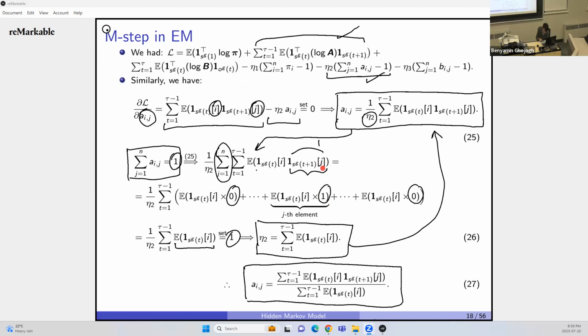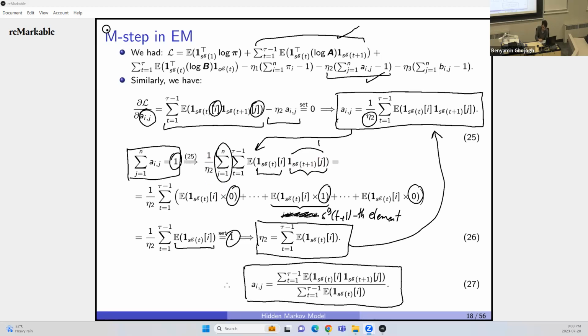Why? I have this 1 SGT plus 1. I said jth element, but I meant, sorry about that, the SGT plus 1th element. The rest will be 0. Do you agree? What is the definition of SGT plus 1? We defined that several slides ago. That's a vector whose SGT plus 1 element is 1 and the rest will be 0. This is what we defined. Therefore, all of the other terms will be 0 and this is 1. And note that this summation is over j.